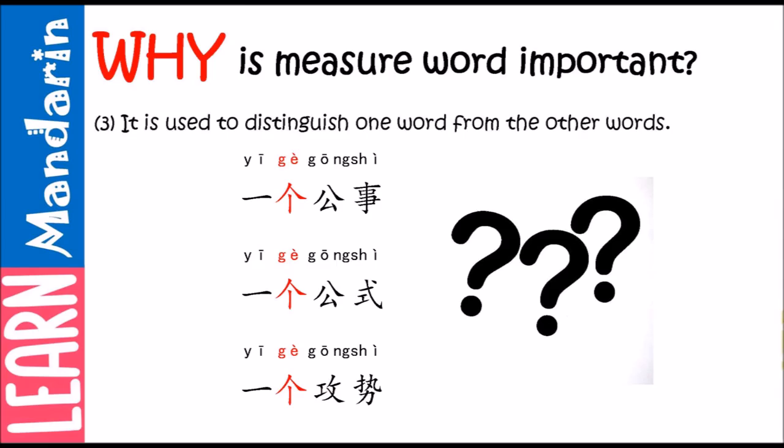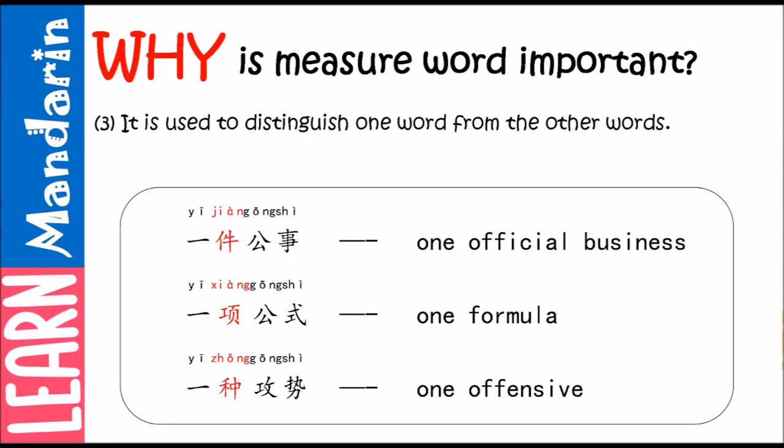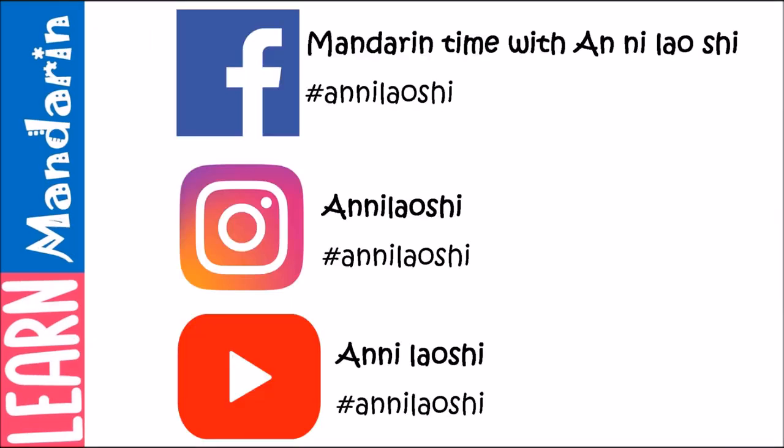If we use the most common measure word 个 on all three words, it will be hard to distinguish one from the other. But with the use of proper measure words, they will mean three different things. And those are 一件公事, which means one official business, 一项公式, one formula, and 一种攻势, one kind of offensive.